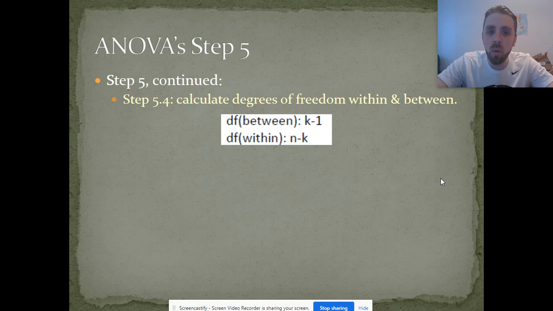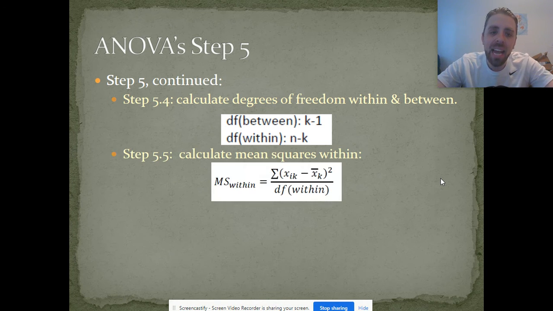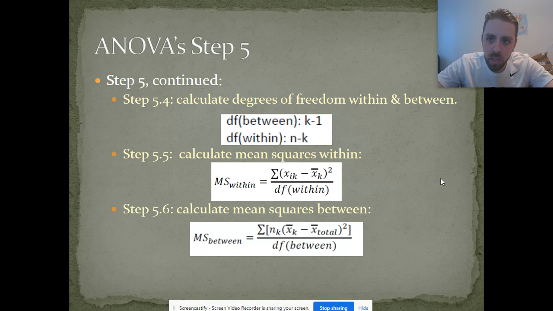So step 5.4, calculate your degrees of freedom both within the groups and between the groups, where df between is equal to k minus 1, where k is the number of groups. df within is n minus k, where n is the total sample size, and k is, once again, the number of groups. And then I can use that to move to step 5.5, where I'm calculating mean squares within by taking the sum of squares within and dividing it by the degrees of freedom within. Not too much more now.